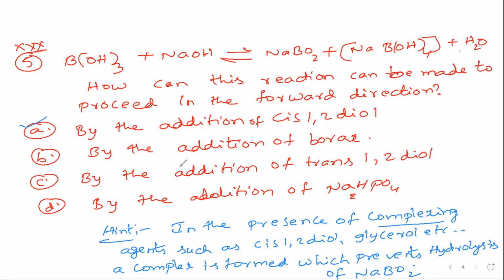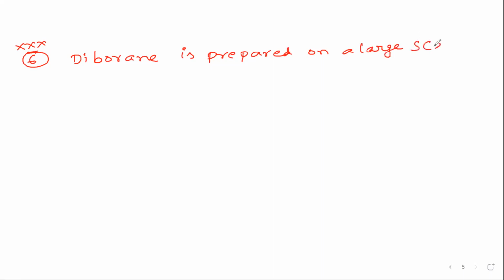Next question, question number 6. Very, very important. Diborane is prepared on a large scale by which of the following?